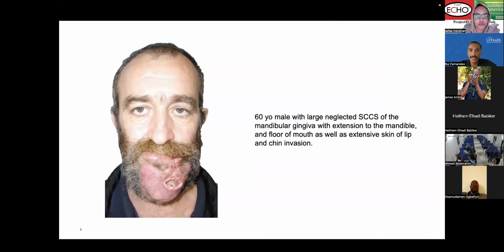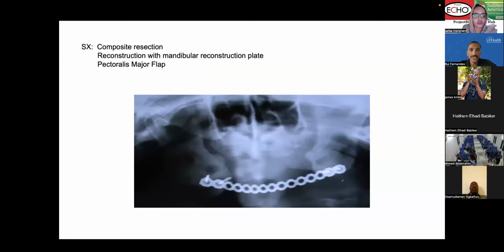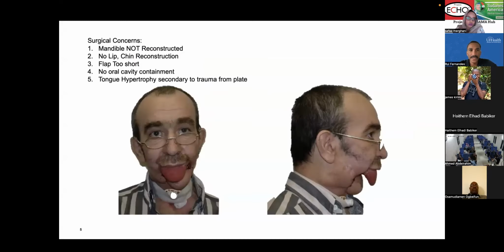This is a gentleman that was treated by one of my mentors prior to me joining the institution. He was young, in his 60s, obviously with a neglected tumor. He underwent resection. He had a successful composite resection. He had a mandibular plate put on and a pectoralis flap, but this is how he looked. His mandible was not reconstructed. He didn't have any chin or lip support. The flap was short. He didn't have any oral cavity. His tongue was hypertrophic secondary to continued trauma, and he was pretty miserable.